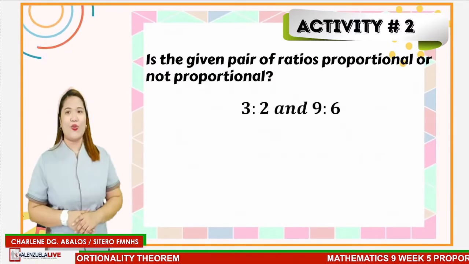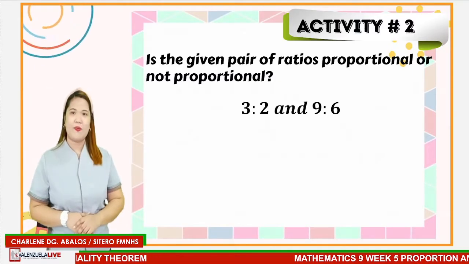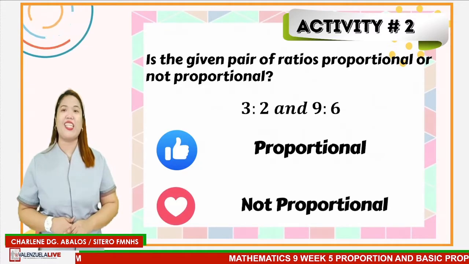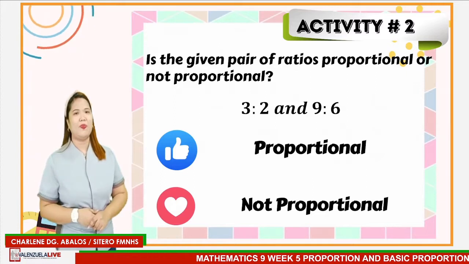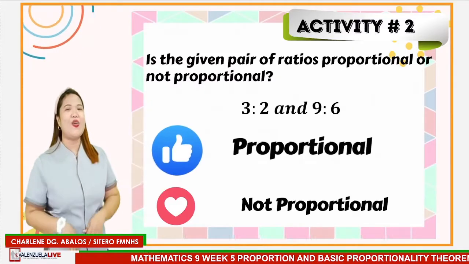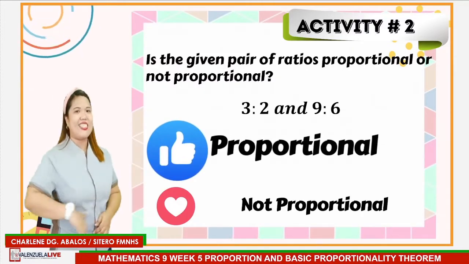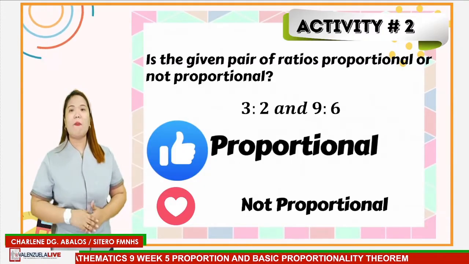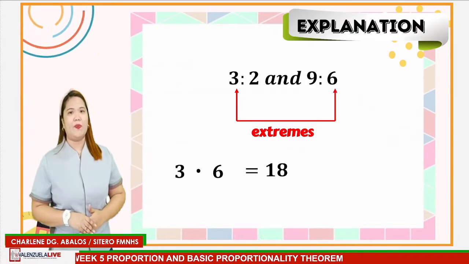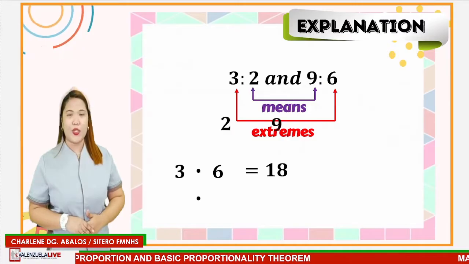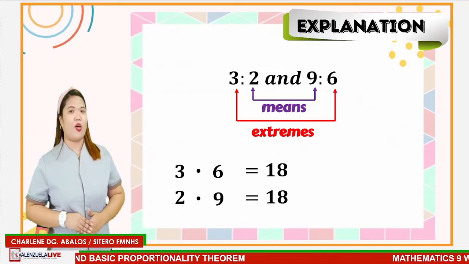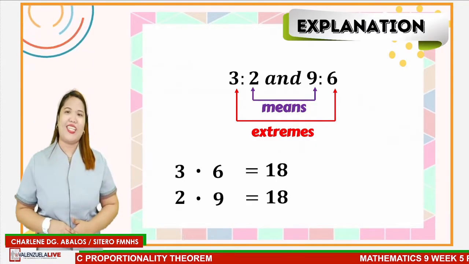3 is to 2 as 9 is to 6. Click like reaction if it is proportional, and heart reaction if it is not proportional. Alright, if you click like reaction, then you are correct because this is a proportion. Multiply the extremes, which are 3 and 6, and it will give you 18. Multiply the means, which are 2 and 9, and it will give you 18 as well. They are both equal. Therefore, they are proportional.